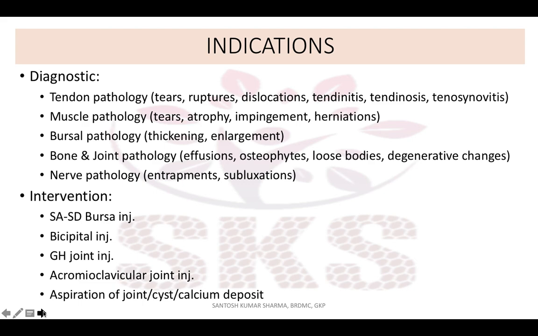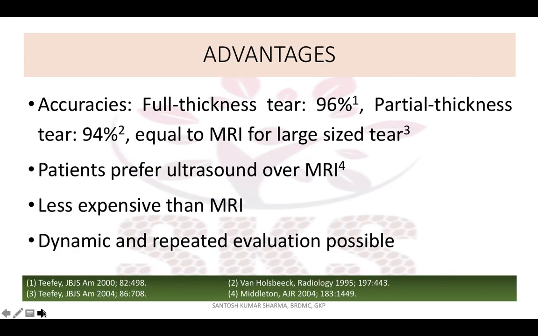Then we have the interventions, the commonest being the subacromial subdeltoid bursa injection, followed by the glenohumeral joint injection, especially posterior approach, which is more commonly done under ultrasound guidance. Then we have bicipital injection, acromioclavicular injection, and we can also do aspiration of the joint cyst and calcium deposit.